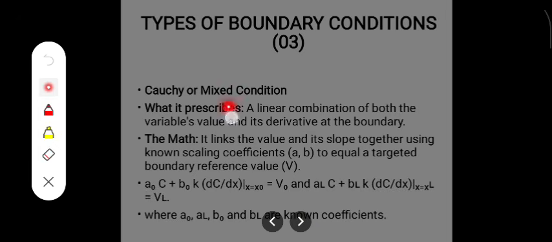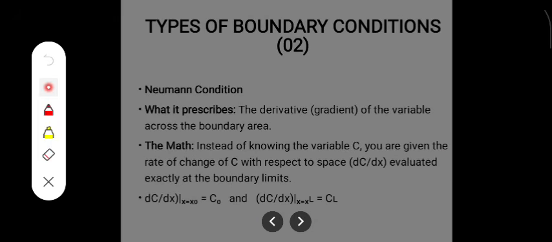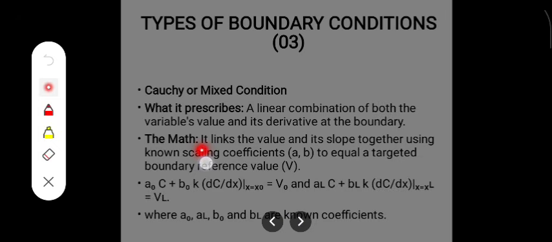And lastly, we have the Cauchy or the mixed condition. This describes a linear combination of both the variable's value and its derivative at the boundary, just like a combination of the Dirichlet and the Neumann condition. So here, the idea is that it links the value and its slope together using known scaling coefficients to equal a targeted boundary reference value. And this is just a mathematical notation for it, where a subscript 0, a subscript L, b subscript 0 and b subscript L are known coefficients.